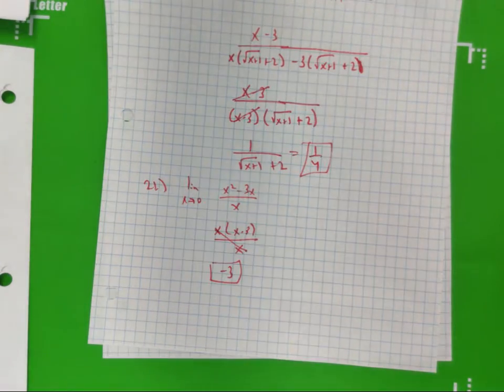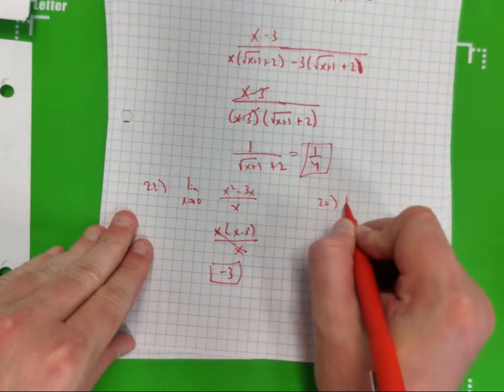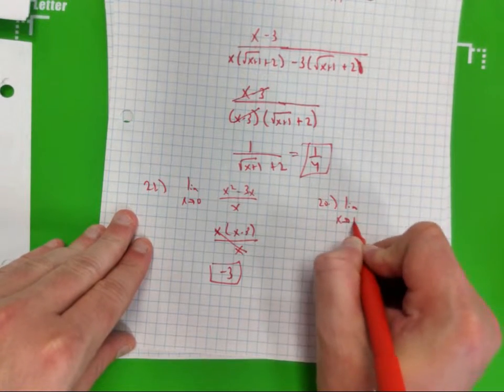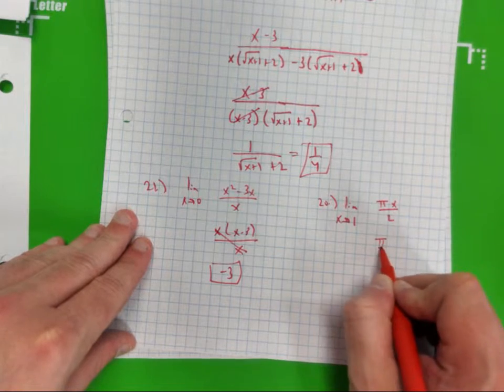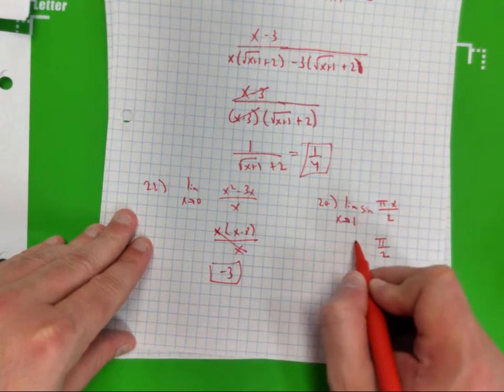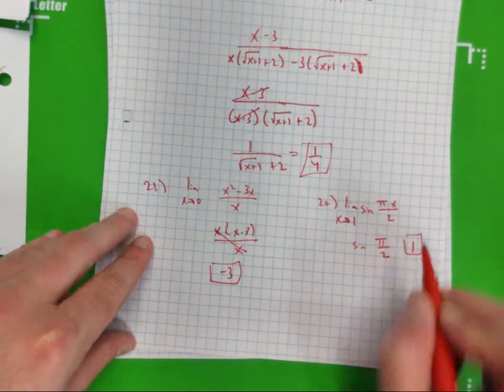Oh, I skipped number 20. Thank you. All right, number 20: the limit as x goes to 1 of sine of pi x over 2. I plug 1 in, I get sine of pi over 2. What is the sine of pi over 2? 1. That's your answer.